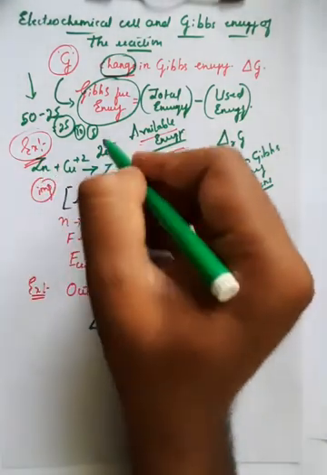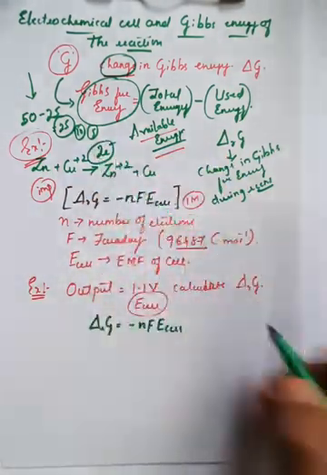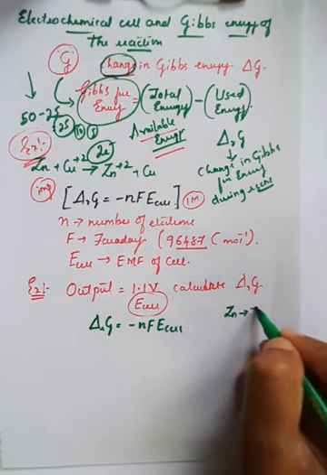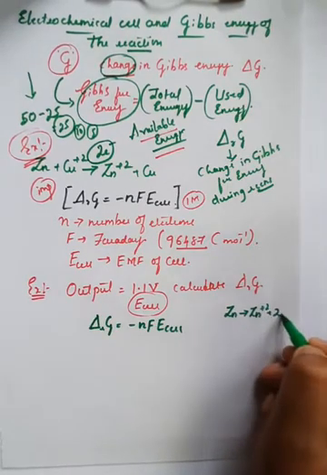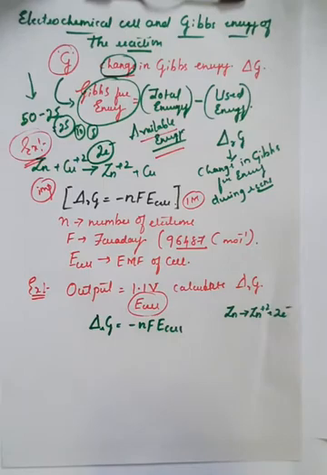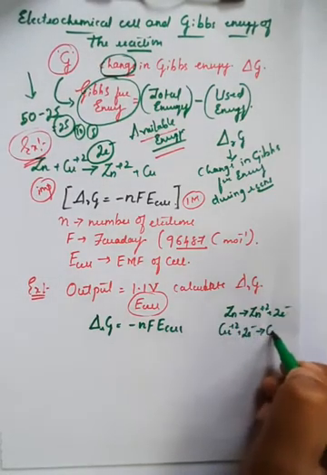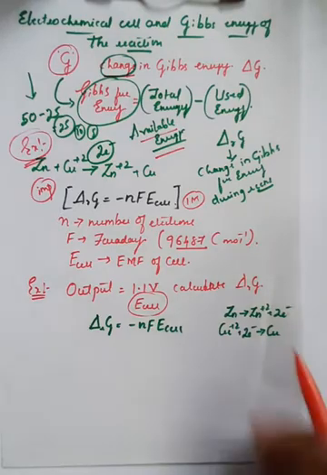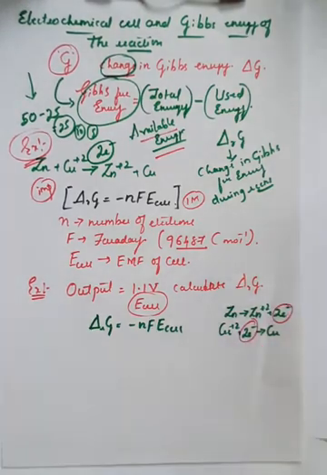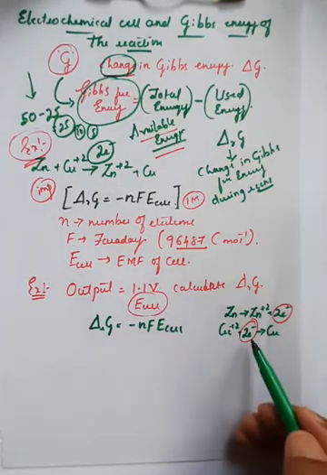During the reaction, the total number of electrons transferred is 2, because zinc is converting into Zn2+ by liberating 2 electrons. That is the oxidation half cell. Similarly, Cu2+ by adding 2 electrons will convert into Cu. The total number of electrons transferred during the overall reaction is 2. Therefore, n value is taken as 2.